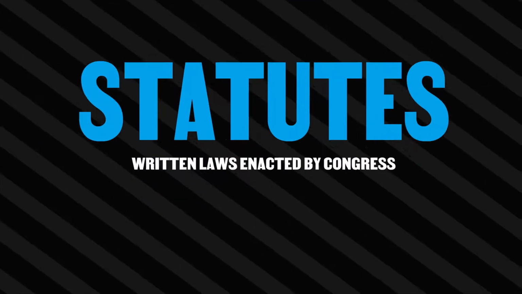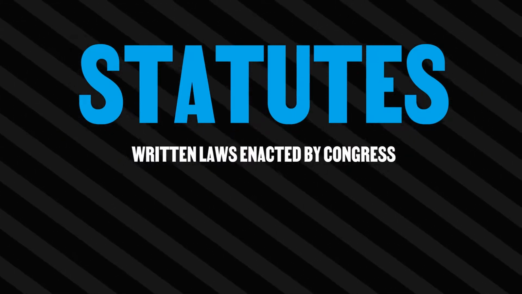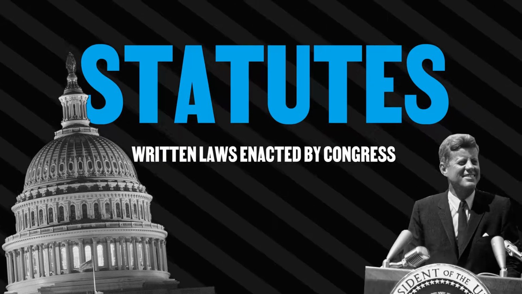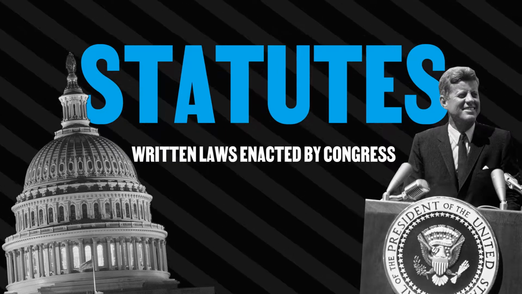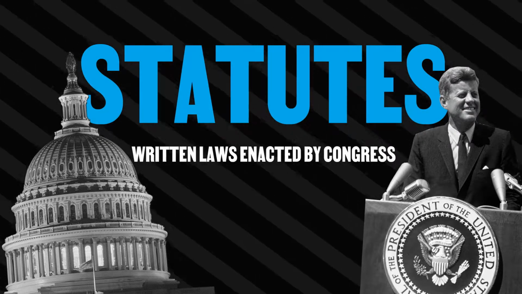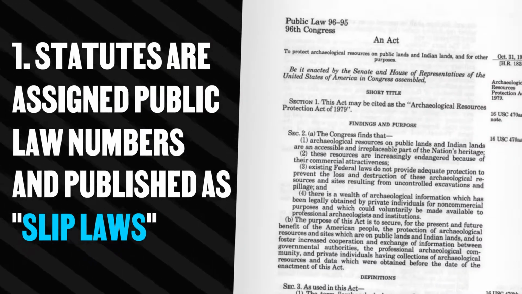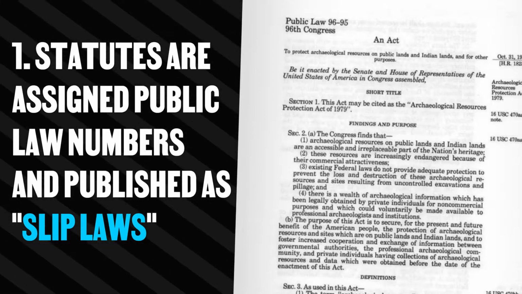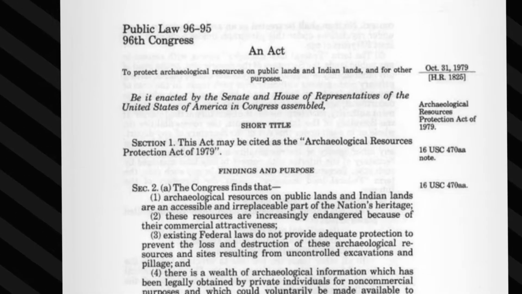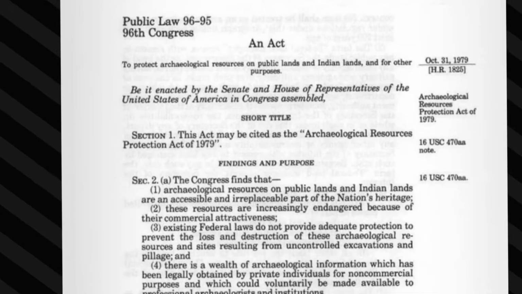In the federal context, statutes are written laws enacted by Congress. They begin as bills that are passed by both houses of Congress, then signed into law by the president. After being signed into law, there are 3 steps in the publication of a federal statute. First, when a bill is initially signed into law, it's assigned a public law number and published as something called a slip law, which is an unbound pamphlet containing just that bill and nothing else.